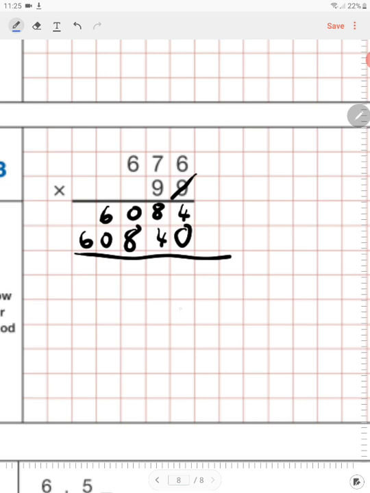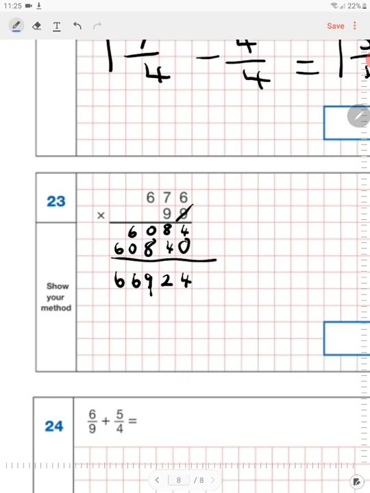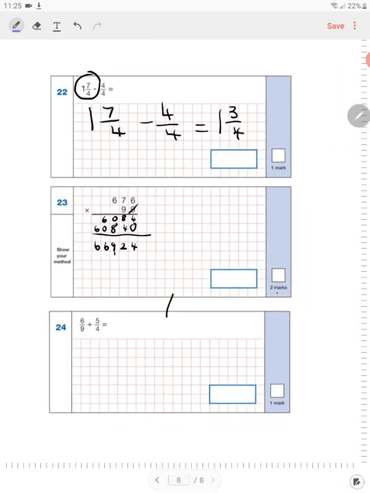So 4 add 0 gives me 4. 8 add 4 gives me 12. 8 add 0, add the 1 gives me 9. 6 add nothing gives me 6. 6 add nothing gives me 6. So you should have 66,924. Okay, whoops, my finger wrote that. Right, okay, so we're now looking at this one.